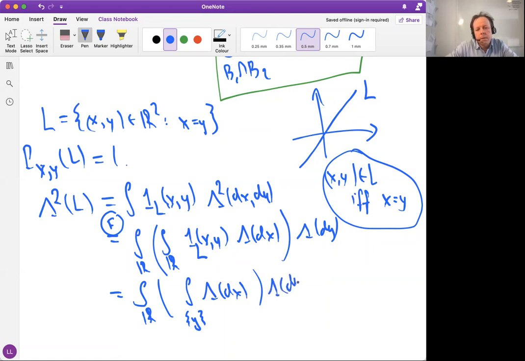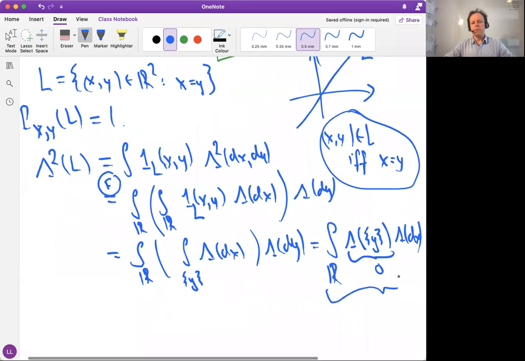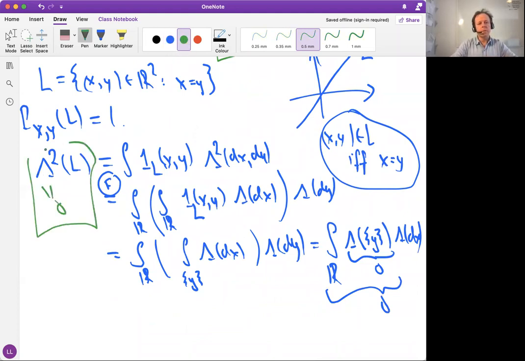That's how it translates: what's inside is the Lebesgue measure of the singleton point, and then we integrate with the other Lebesgue measure here. The Lebesgue measure of a singleton point is 0, so then the full thing is 0 as well. What do we conclude? We conclude that the two-dimensional Lebesgue measure of the line is 0. Okay. Questions here? If you have, please ask.